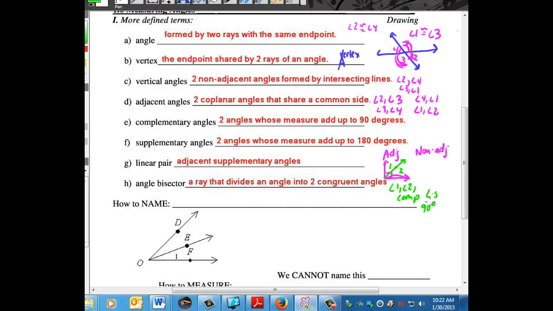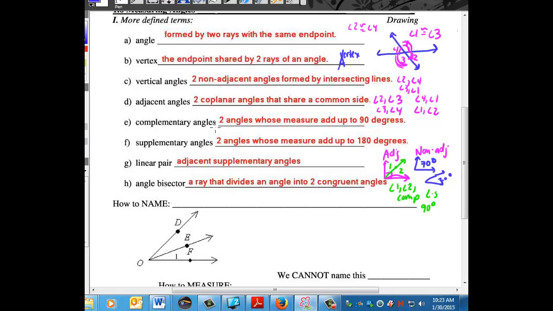All right, then I can do the same for non-adjacent too. For that, I can show that I have, let's say, a 70-degree angle. And then next, we're going to draw a separate angle, and it's going to be a very small angle. And we're going to say that this angle is 20 degrees. And so when I add up 70 plus 20, I would get 90 degrees.